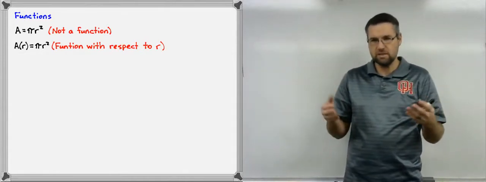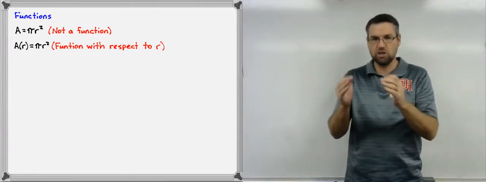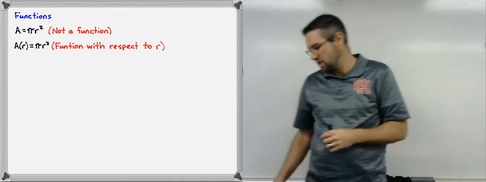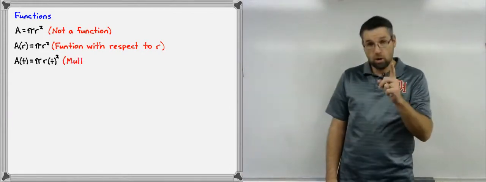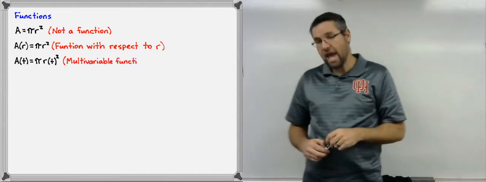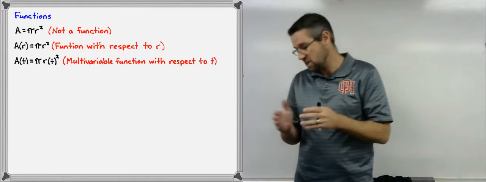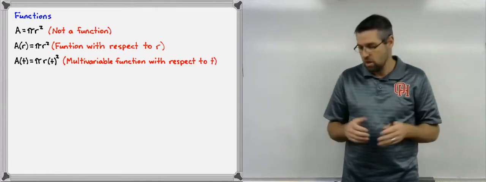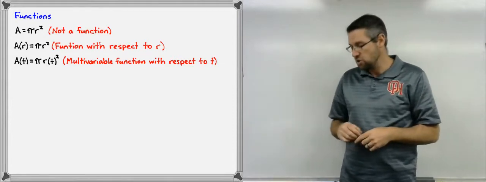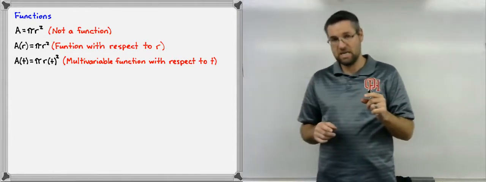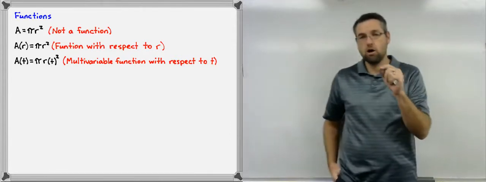Well, what's the difference? Because now I'm clearly defining that A is the function, it's the output value, and r is the input, it's the variable. Okay, and that's important. Or this could be a function. A of t equals pi r of t squared. Well, it's actually not a function, it's multivariable. It's got multiple functions really in the equation here. Notice that A of t is a function of time, as well as r of t. r of t is a function of time.